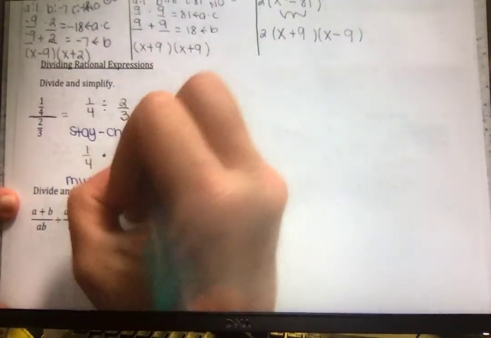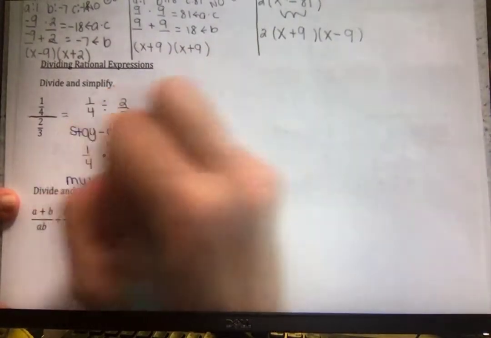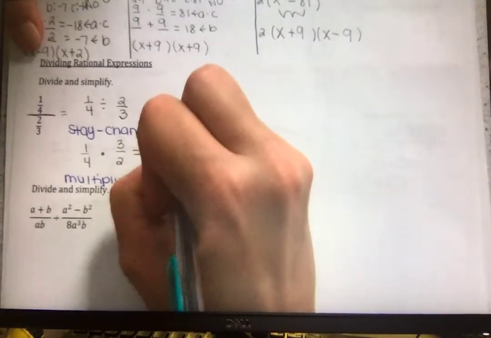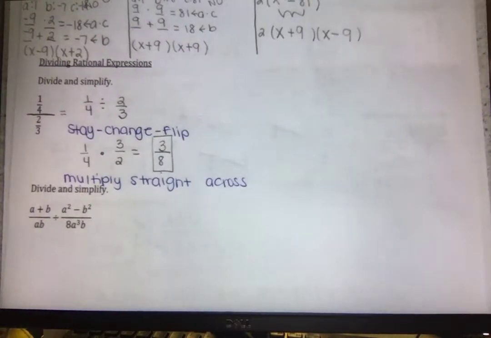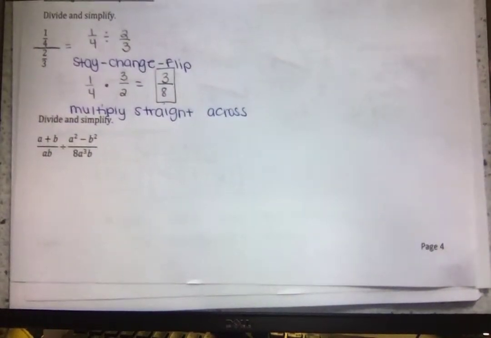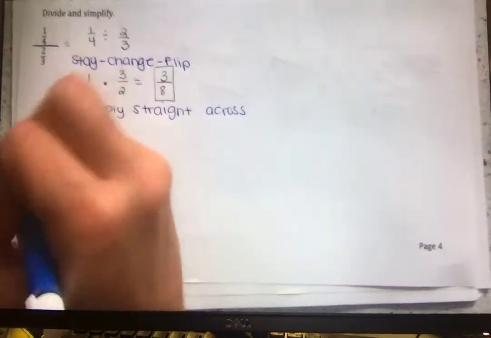So a plus b over ab now times 8a cubed b over a squared minus b squared. So a plus b, no GCF, nothing can factor, that one's fine. 8a cubed b, that's fine. ab, nothing we can do. A squared minus b squared, difference of perfect squares is good, so we can factor this down.